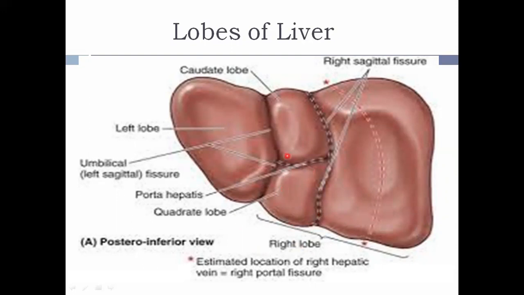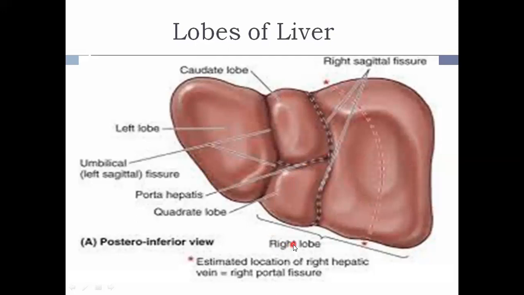Now, what we are seeing over here is the visceral surface. Over the visceral surface, the liver is divided into 4 lobes. As we can see here, the liver is divided into 4 lobes, right? This is the right lobe, this is the left lobe. That was common for both diaphragmatic and visceral. What we have here is the extra lobe. So this is the caudate lobe and this is the quadrate lobe.